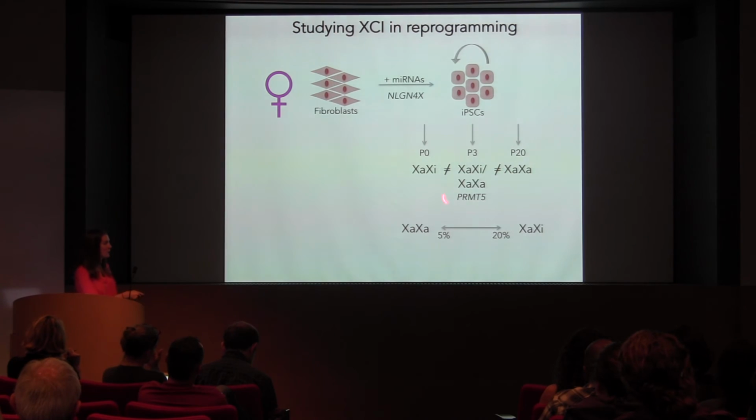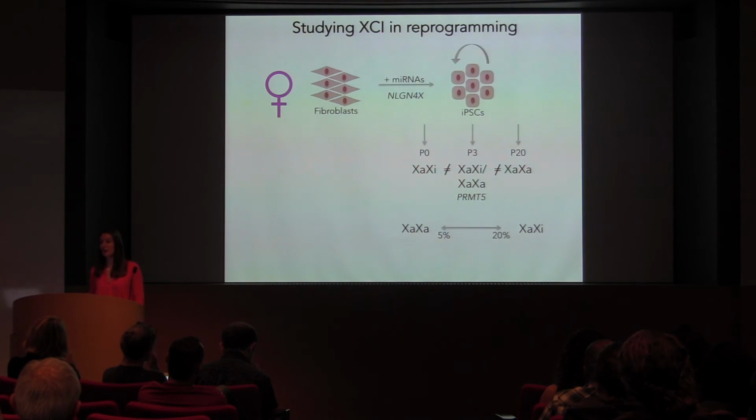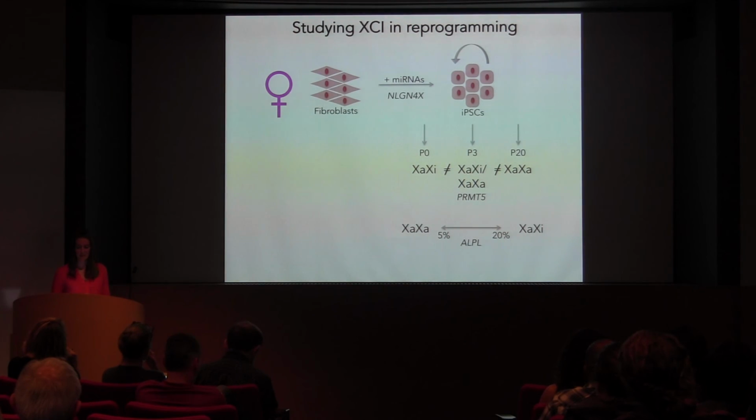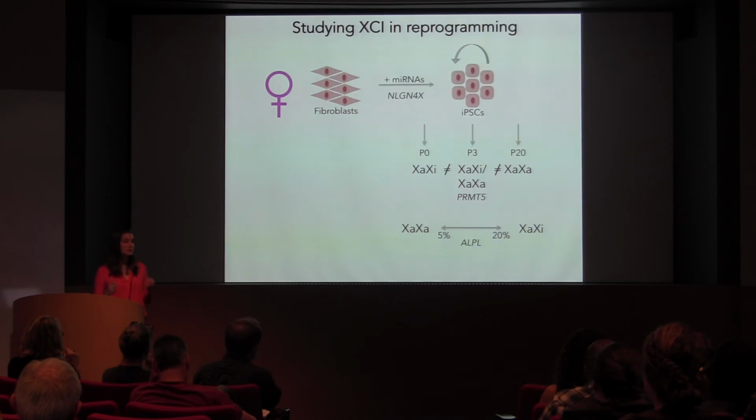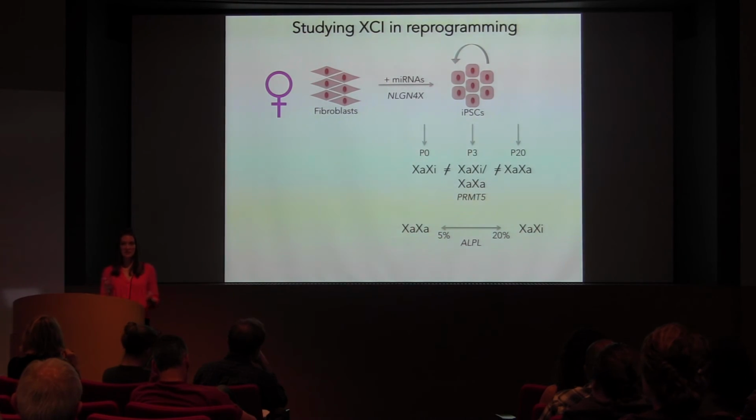We also know that PRMT5, the expression of PRMT5, is really predictive of whether you're an early iPSC or a late iPSC. And again, that ALPL is the highest predictor in terms of whether you're grown in 5% or 20% oxygen.